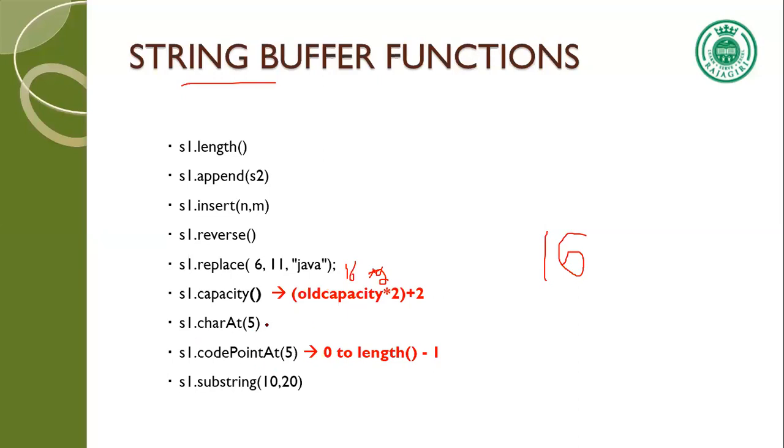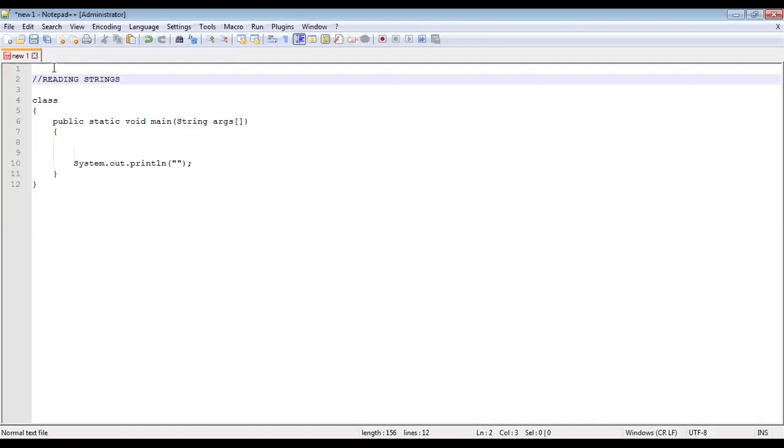And then to check the character, and then to check the code point. Code point, as I told you, you will get your Unicode character at that particular index. Now we will see things with the help of a program. As I told you, there are many ways in which we can read strings. We will initially see the three ways.